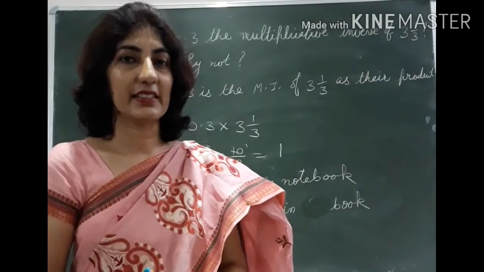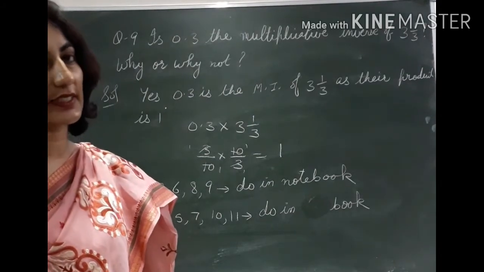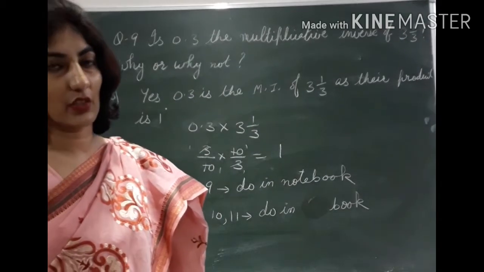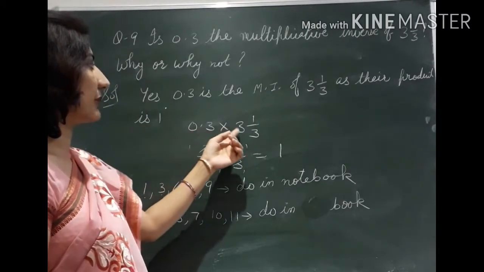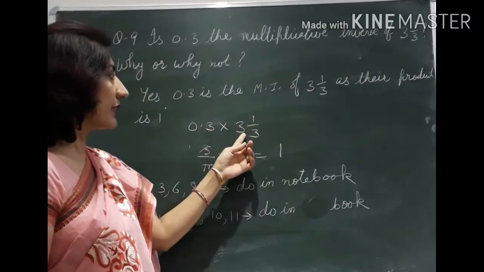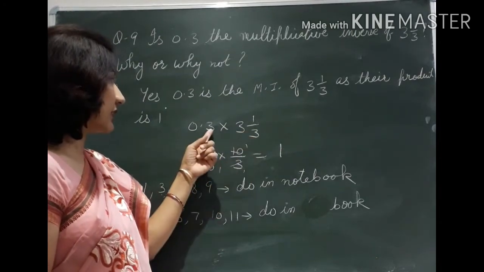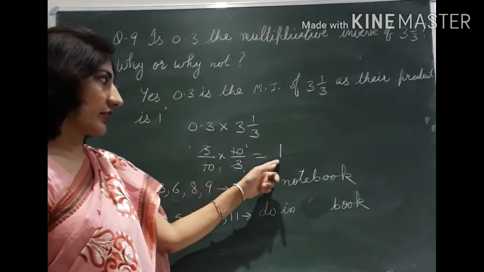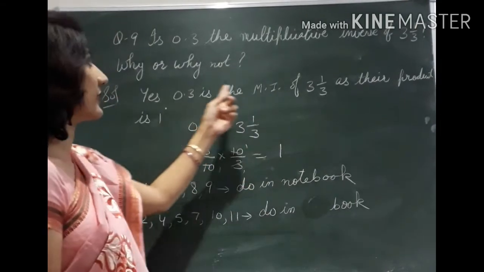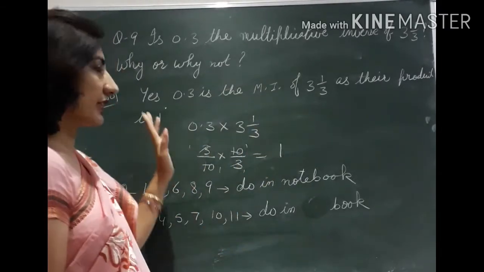Question number 9 is, is 0.3 the multiplicative inverse of 3 1 by 3? Yes or no? Why or why not? So here also you can do it and see. 0.3 multiplied by 3 1 by 3. 3 1 by 3, when you change to improper fraction it will be 10 by 3, and 0.3 you will write as 3 by 10. When you cancel you get 1. So we will write yes, 0.3 is the multiplicative inverse of 3 1 by 3 as their product is 1.